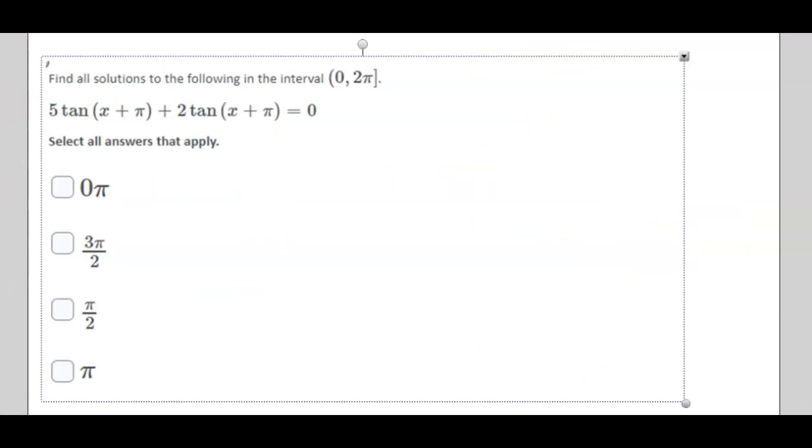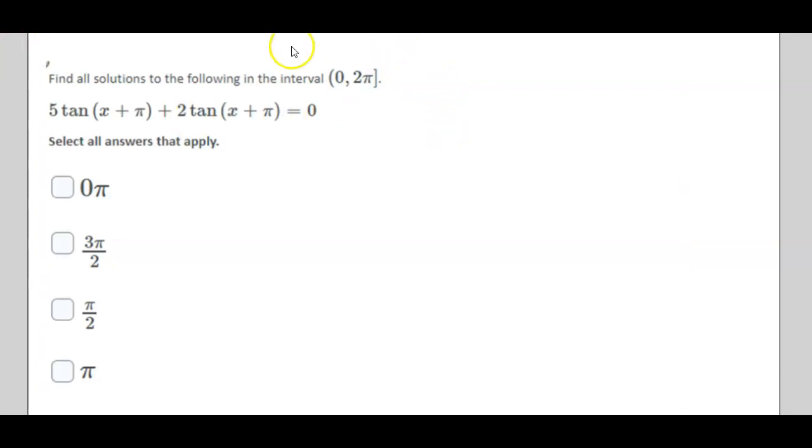All right, we got about 3 more. Actually, my fault. We don't have 3 more. We have 1 more. And this is the last one right here. So in this one, we got 5 tangent of x plus pi plus 2 tan of x plus pi equals 0. So real quick, pi for tangent, you know, this point is negative 1 comma 0. So tangent would be 0 over negative 1, which is 0.